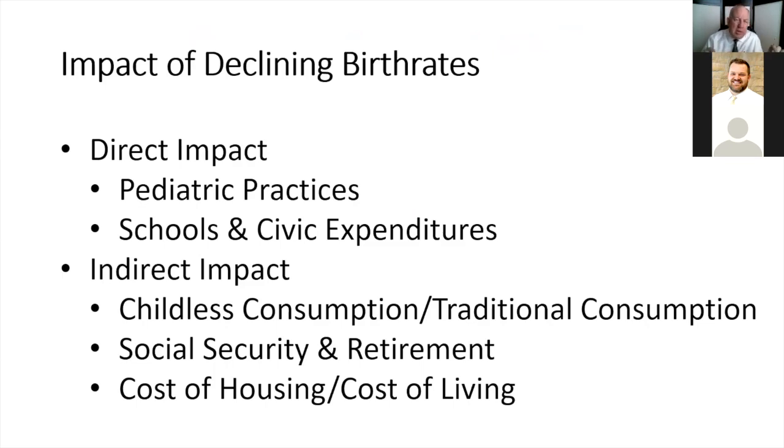Now, direct impact also means that a community with lots more children will have more schools and more civic expenditures, like a community pool or parks, things like that, because as the number of children goes up, there's a direct budgetary impact to the cities.